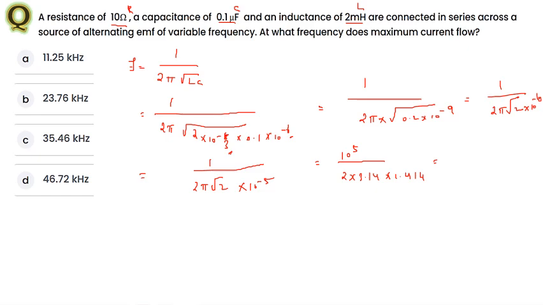Now you just substitute in this case. So the answer here is 10 power 5, and the whole divided by, if you multiply over here, 8.88. Once you divide this, what you are going to have is 11,261 hertz, or you can mention 11.261 kilohertz. So that is the answer in this case.